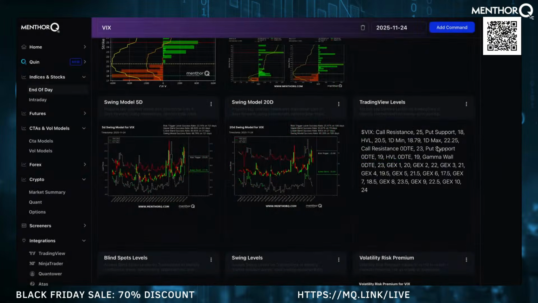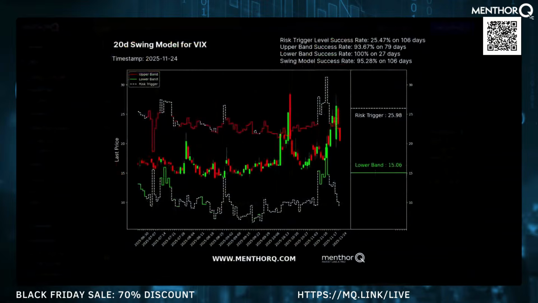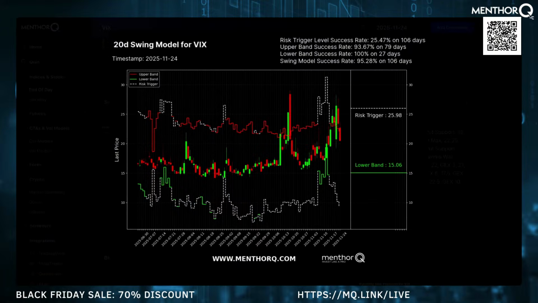And I'm going into the 20-day swing model, because it's also really interesting. Here we now have a 100% success rate in the next 27 days with the lower band from 15. So really interesting for me. Now I can connect all the dots together.